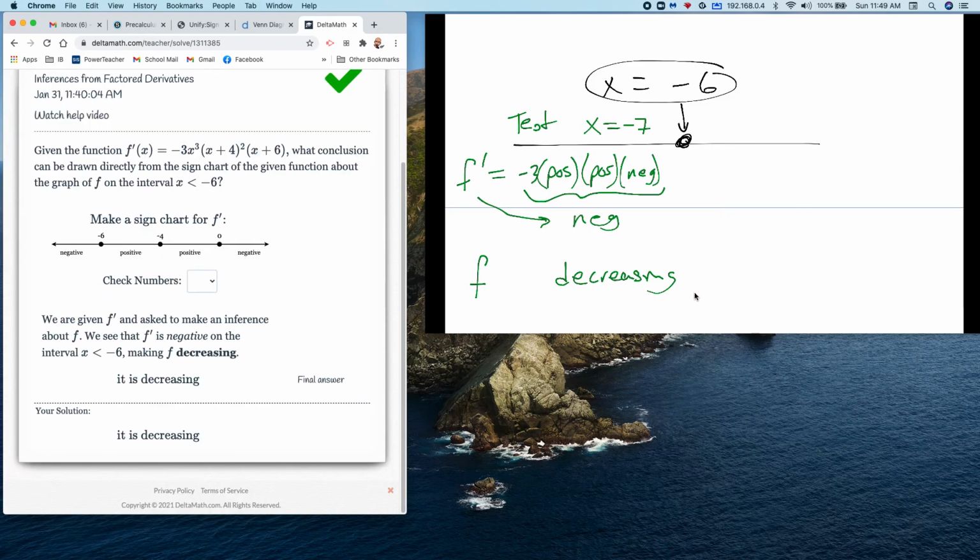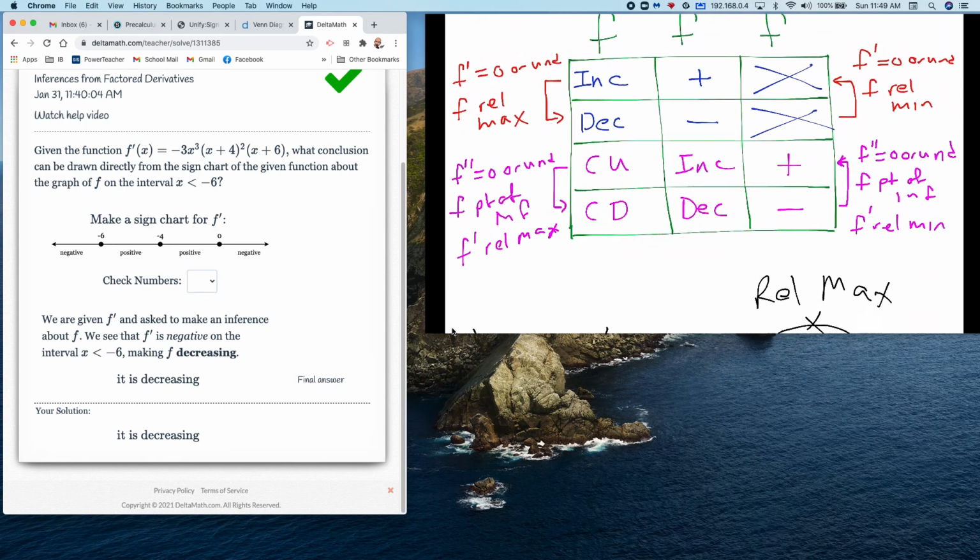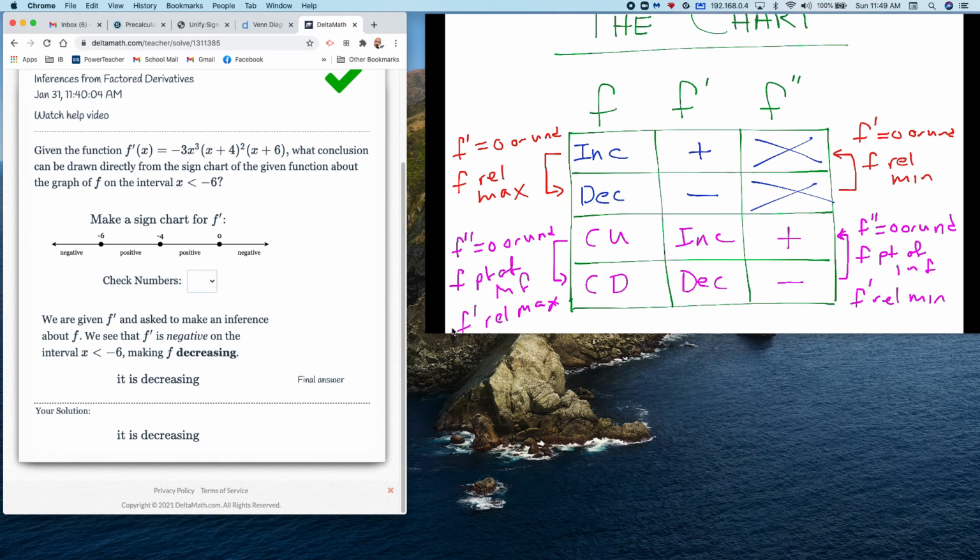So give some of these a shot, but make sure that you understand what's happening with this chart. And if you know that chart, these problems shouldn't be terribly difficult. Let me know if you have any questions.